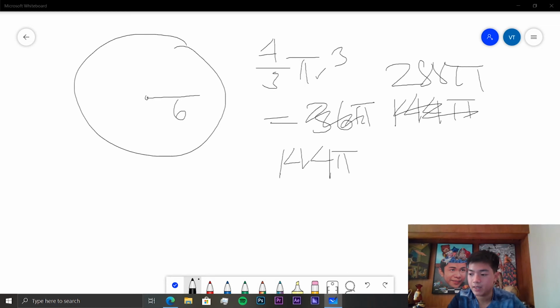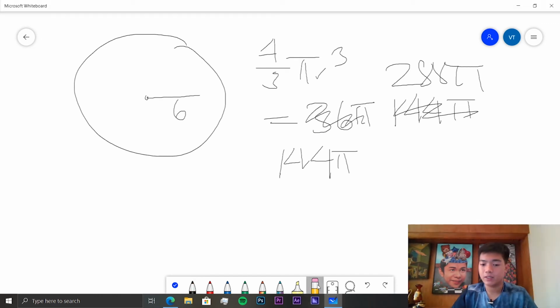So let's just check that. I don't understand. The book is wrong again. I'm just confused. Unless they've mixed up. No, they haven't mixed it up. The book is wrong again. So you should get 288 pi as the volume and 144 pi as the surface area. Okay, on to the next problem.